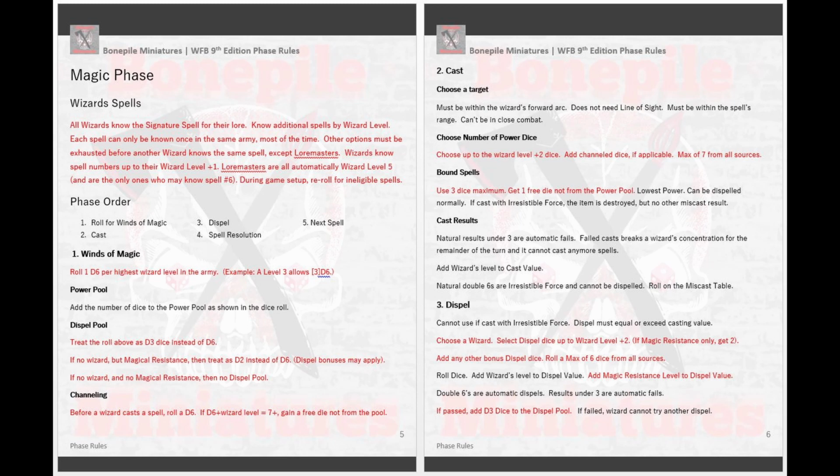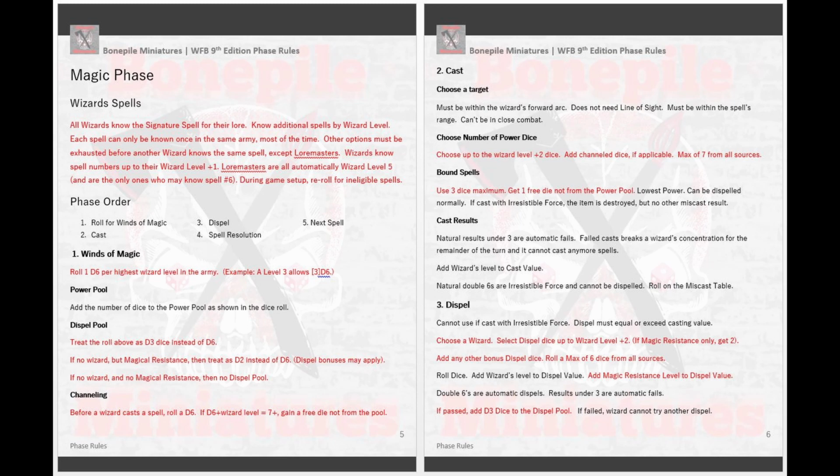So looking under cast results, everything here is the same. Under 3 is an automatic fail, and then failed casts break concentration for that wizard. And you also add the wizard's level to the casting value. Double sixes are cast with irresistible force, and see the miscast table. And this is where the Warhammer Armies Project does something completely different, which I don't like. I like the old 8th edition rule where you must consult the miscast chart for some kind of a negative consequence. Any natural double sixes take you there.